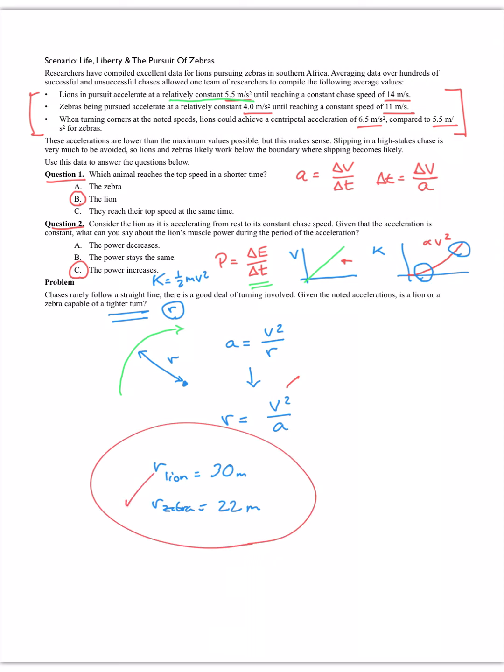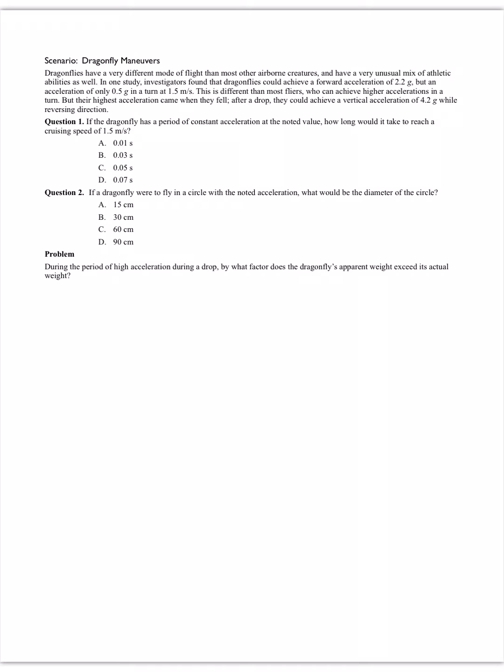The zebra. That's how we take a look at this problem. Next up, we've got one with dragonflies. And dragonflies are kind of interesting because for most things, they can corner at higher accelerations than they can speed up at. But for dragonflies, that's not true. Dragonflies can only achieve 0.5 Gs when they're doing a turn at a speed of 1.5 meters per second.